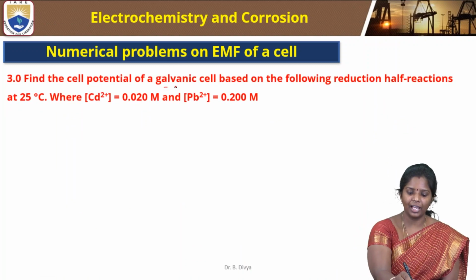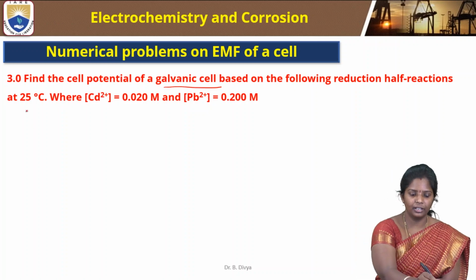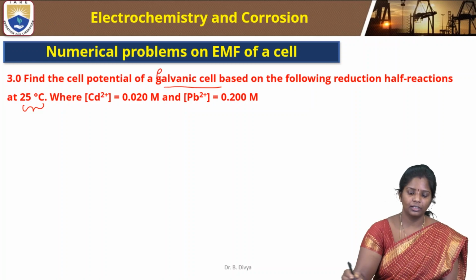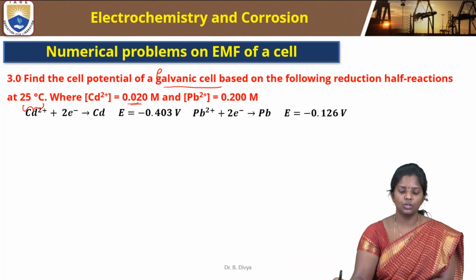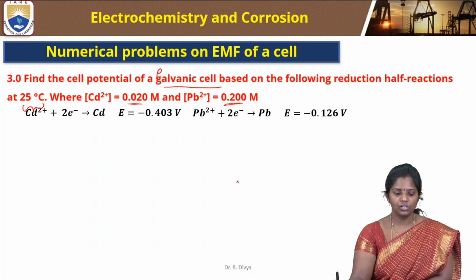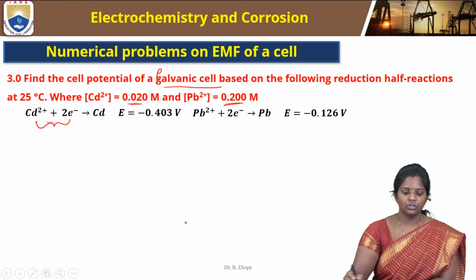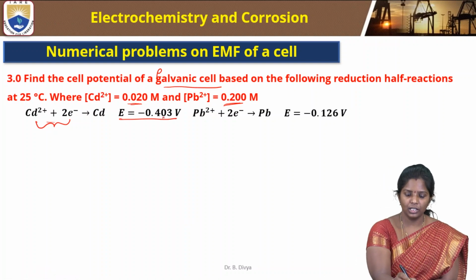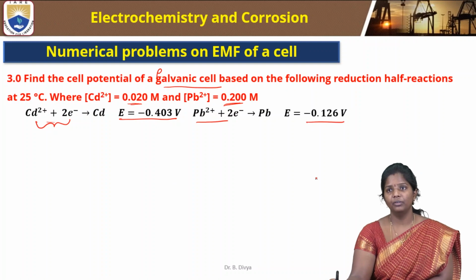Find the cell potential of a galvanic cell based on the following reduction half reactions at 25 degrees centigrade. So at 25 degrees centigrade, a galvanic cell is constructed, and it has cadmium ions with a concentration of 0.02 molar and lead ions with 0.2 molar. They have also given us the data: cadmium accepts 2 electrons and gives cadmium, according to the electrochemical series. The potential is minus 0.403 volt, and for lead it is minus 0.126.